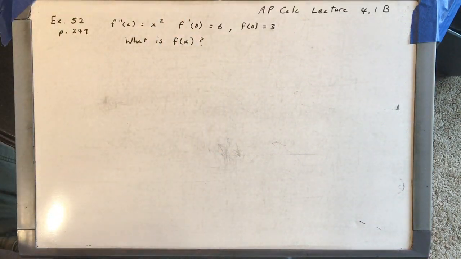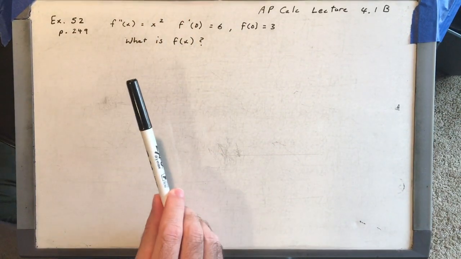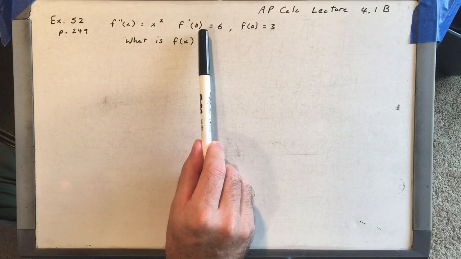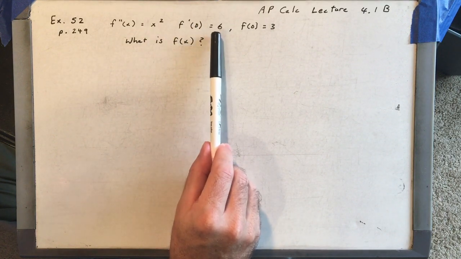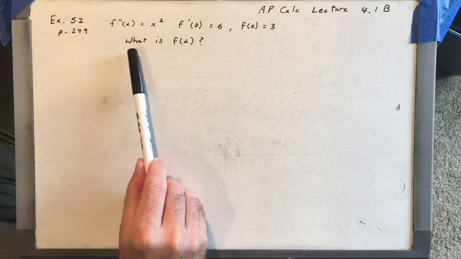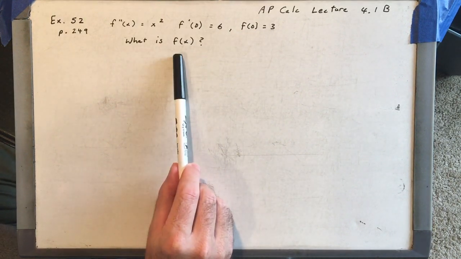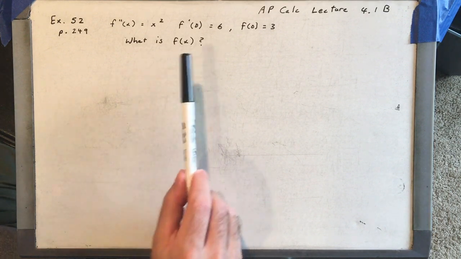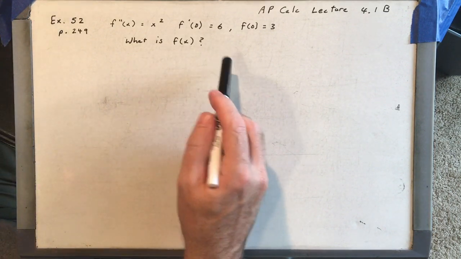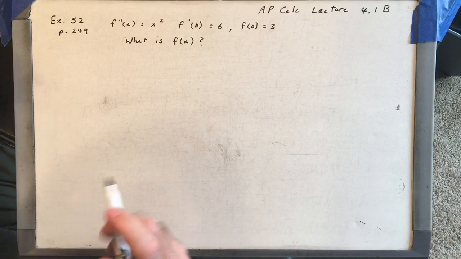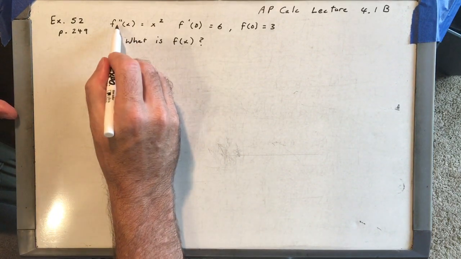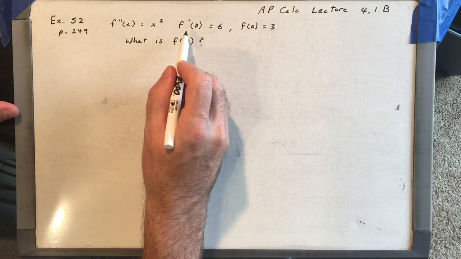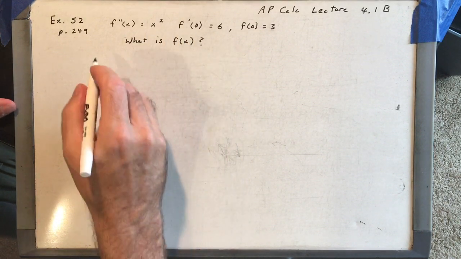It says to solve the differential equation. It gives us the second derivative is x squared, and it tells us f prime of 0 is 6, and then f of 0 is 3. When it says solve the differential equation, what that means is what is f of x? What is the original equation? y equals whatever, or f of x equals whatever. So we're starting with the second derivative of x. We need to get to the first derivative, and then we can get to f of x.